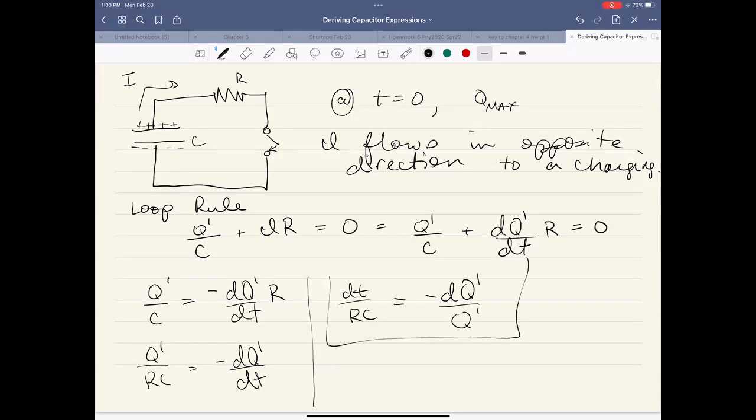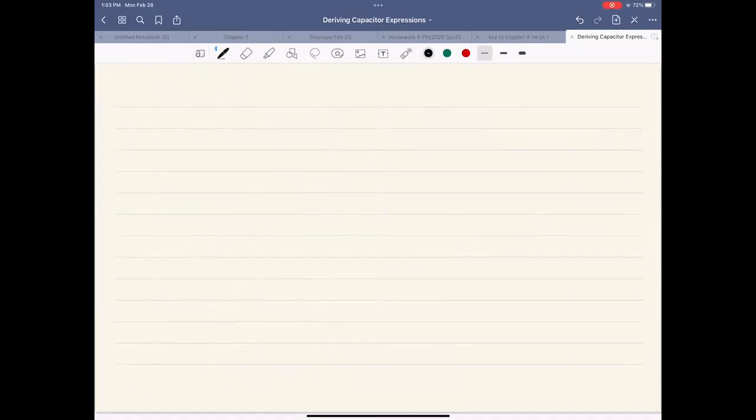Okay, so here we are. And now what we're going to do is integrate both sides of this equation and solve for the charge on the capacitor as a function of time, just like we did with our previous example. So let's get to it. We have dt over RC, and we're going to integrate that. And then we have minus dq prime over q prime, and we're going to integrate that. Now, just like before, we're going to integrate from time 0 to t because we're starting our clock when the switch closes, and that's when the capacitor starts to power the circuit.